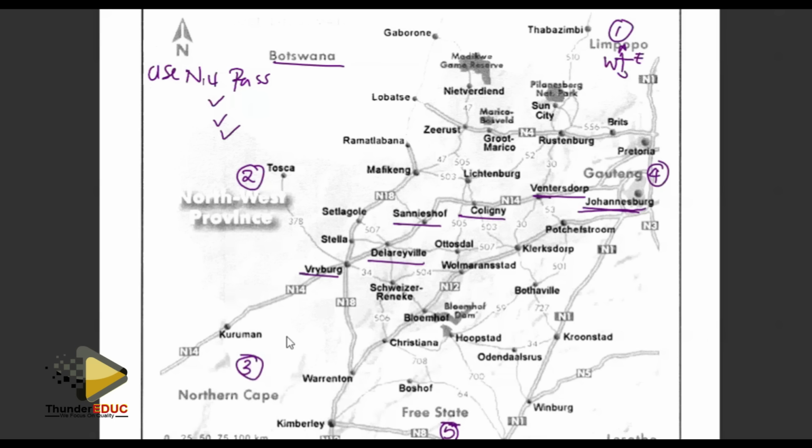But we are not going to Johannesburg, we're going to Pretoria. So you continue, then you turn left, and your destination will be at the end of the road. I want you to mention these towns here, the ones that you pass. So afterwards, you turn left.